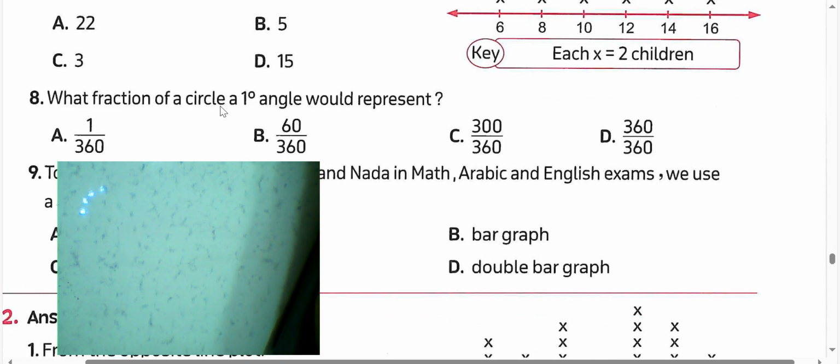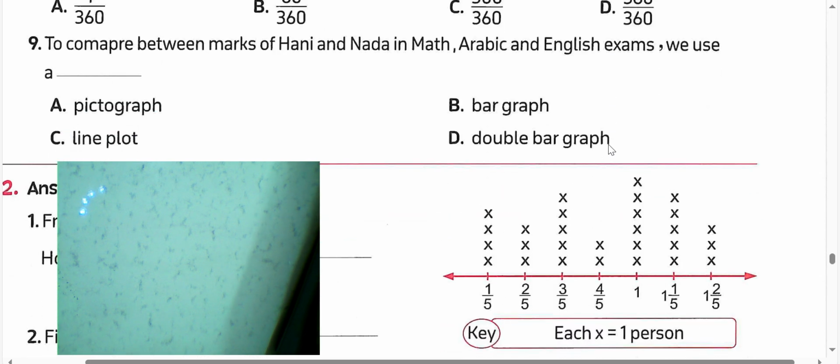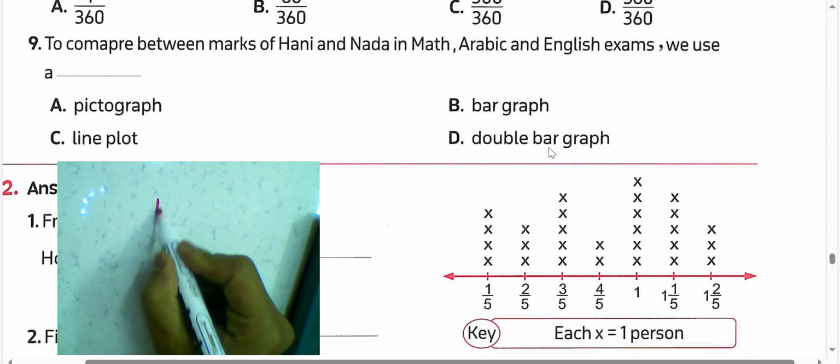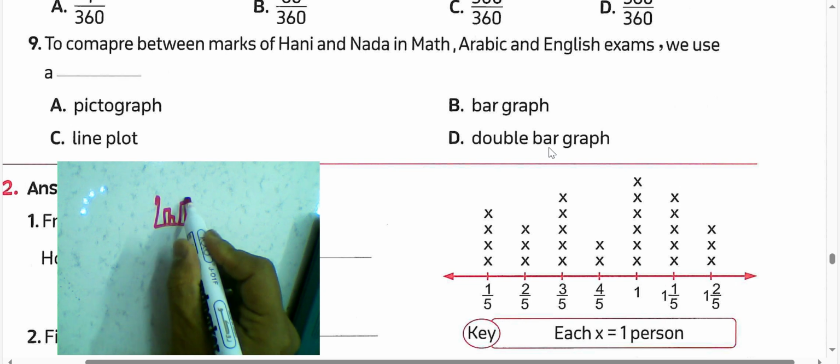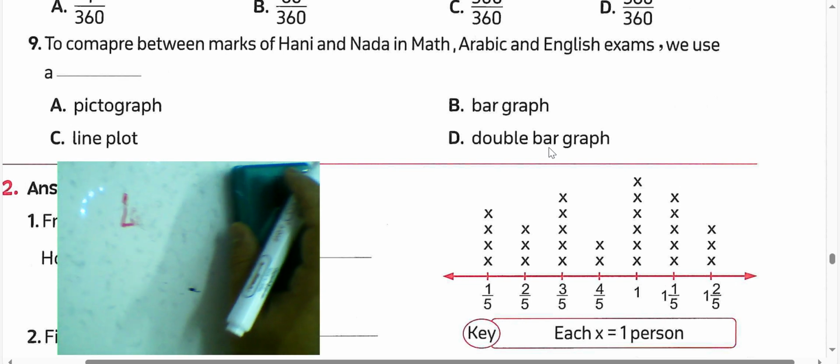What fraction of the circle would a 1 degree angle represent? 1 will be 360 over 360, because a number divided by itself is 1. Choose letter D. To compare between Marcus, Nada and Sarah in math, we can use a double bar graph. To compare between their two degrees, use a double bar graph.